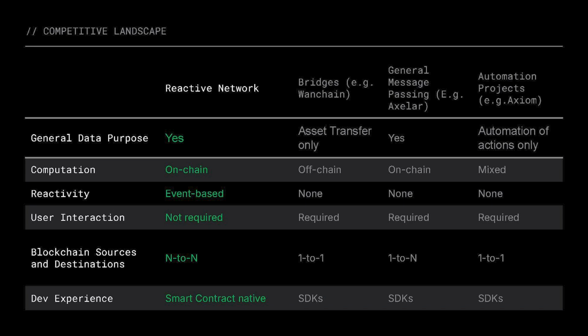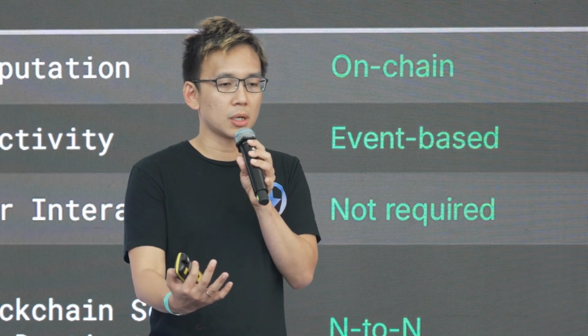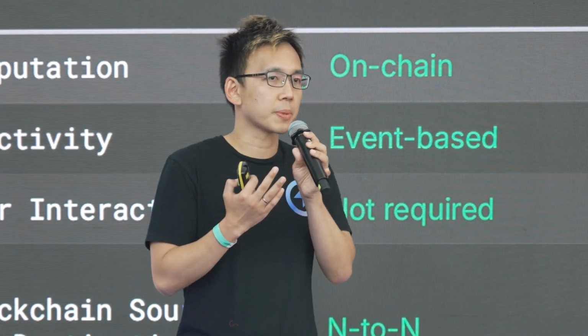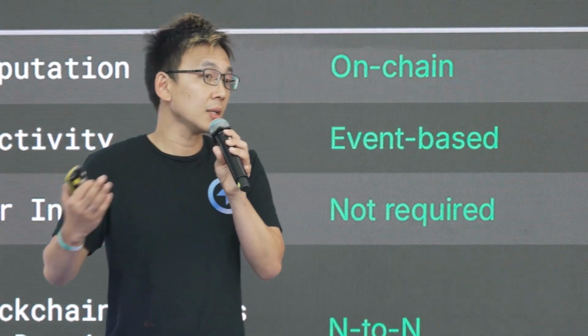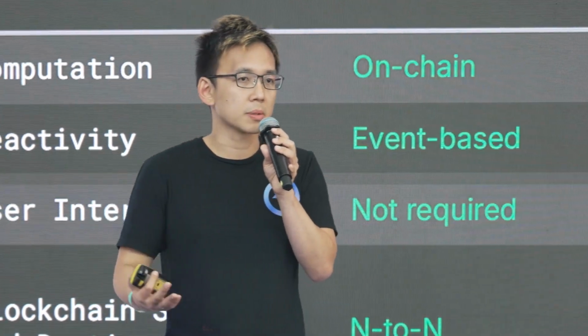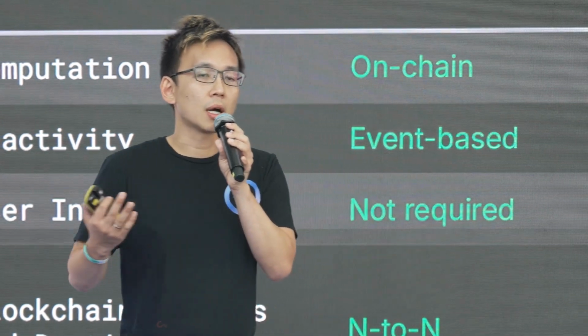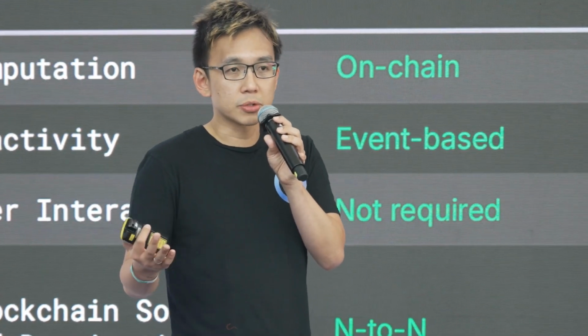Most of these solutions address a bit of the interoperability space, but from different aspects. Bridges look at it from the asset aspect. They want to allow assets to flow across. GMPs want data to flow across. Of course, assets are just a type of data. Automation projects are usually off-chain, and they provide their service using an SDK.